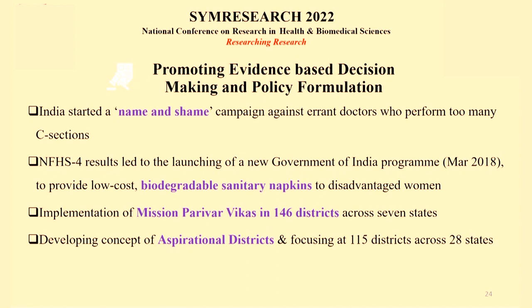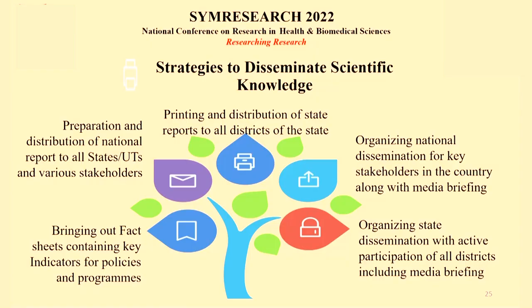I mean to say that this health system data, which our institute has been producing with the ministry, has made a tremendous change in policies and programs in the country. And how are we disseminating this knowledge? Basically, printing and distribution of state reports to all districts of the state, preparation and distribution of the national report to all states and UTs, bringing out a fact sheet containing key indicators, about 96 indicators for each district of the country, and organizing national dissemination for key stakeholders.